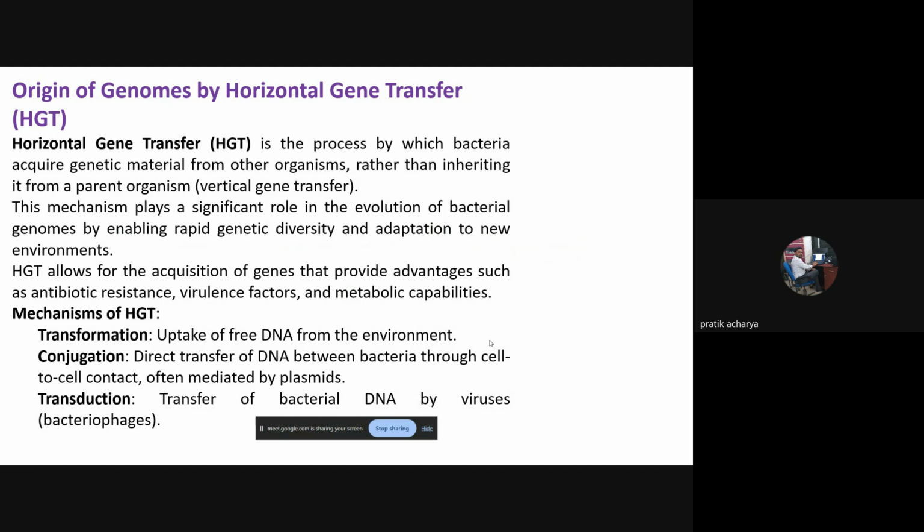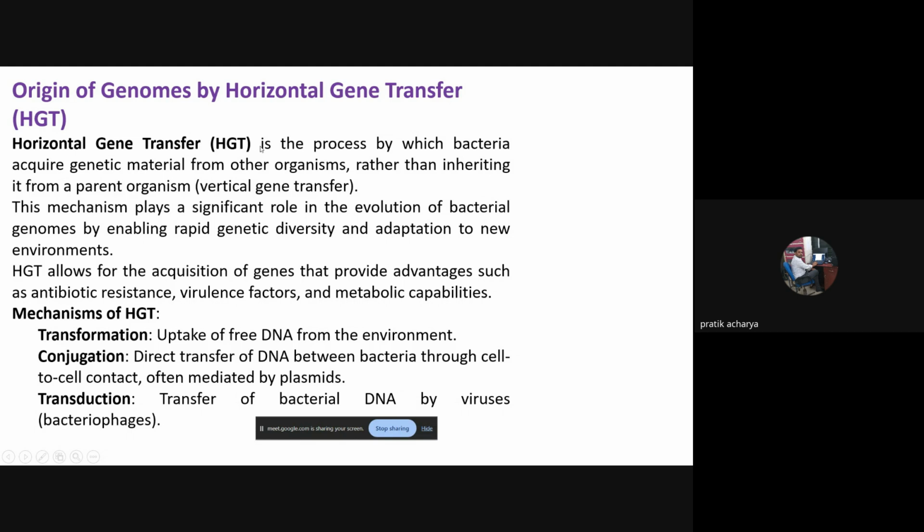Okay, so for this, horizontal gene transfer is playing an important role. Horizontal gene transfer explains the process by which bacteria acquire genetic material from other organisms rather than inheriting it from a parent organism. Here, we can distinguish between vertical gene transfer and horizontal gene transfer.